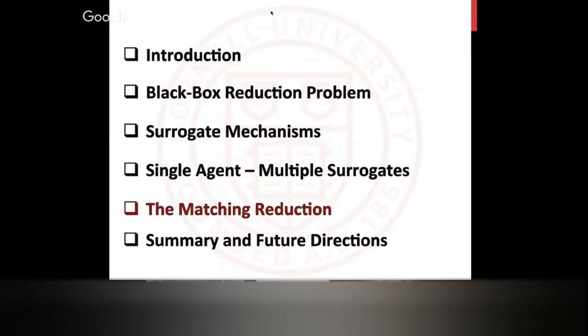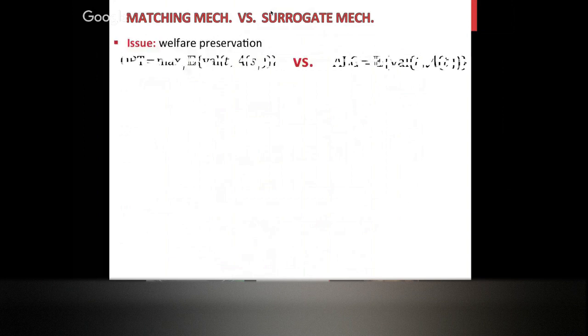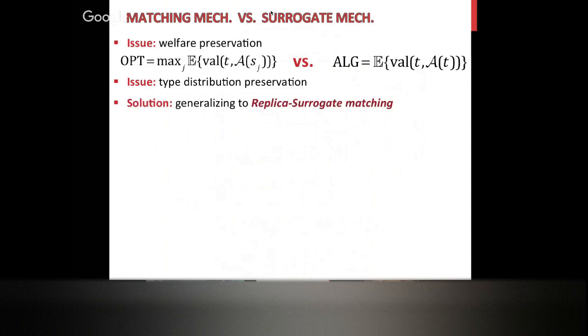Okay, so we solved the single agent multiple circuit problem, but if you remember, there were two big issues. The first one was distribution preservation. And the second one was the fact that you are assigned to the best surrogate. What's the guarantee that the best surrogate gets something in expectation in terms of welfare as the original type? This is what I call welfare preservation, and the other one is type distribution preservation. Okay, this is almost the last slide.